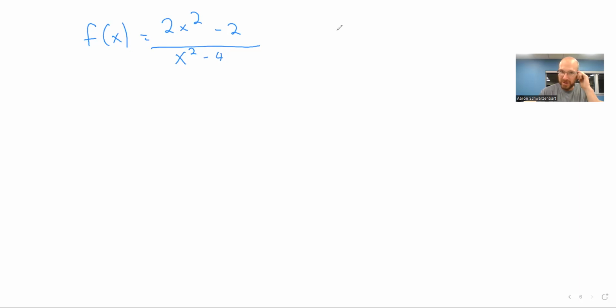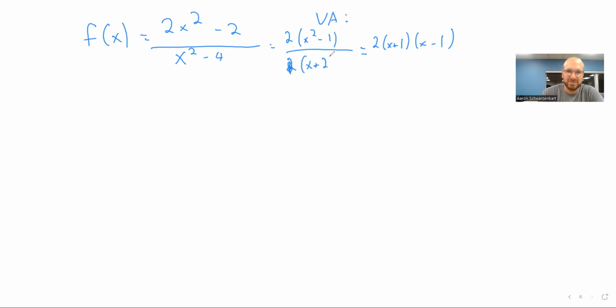So I probably want to actually start by making my list. Vertical asymptotes. Well, let's factor. Take a 2 out of the top. And that is going to end up as 2, x plus 1, x minus 1. And I can factor the denominator into x plus 2, x minus 2.